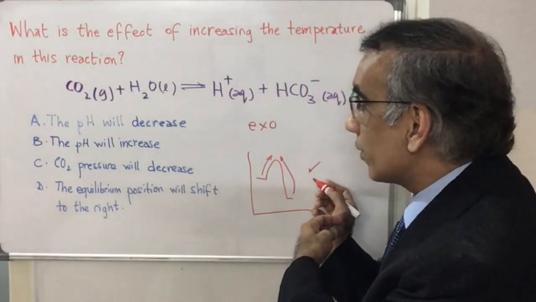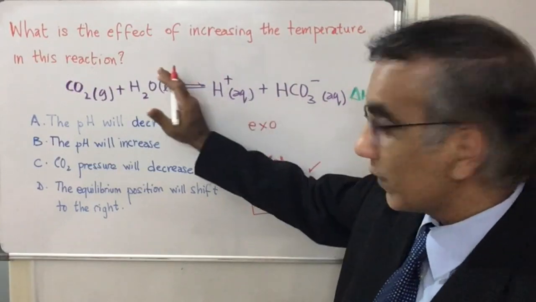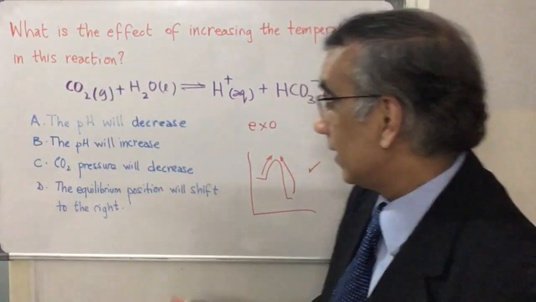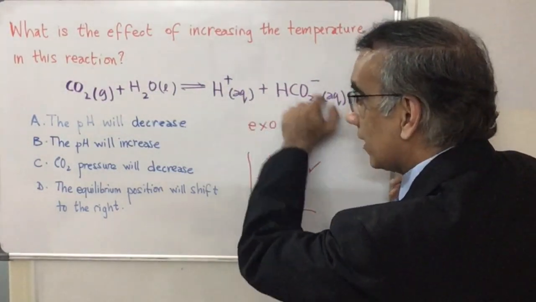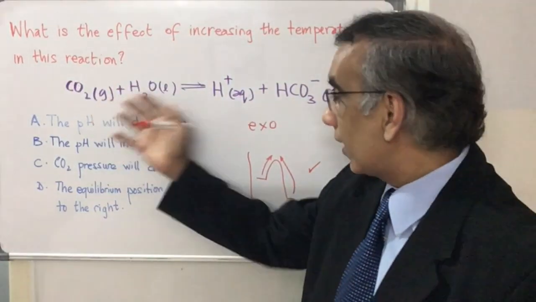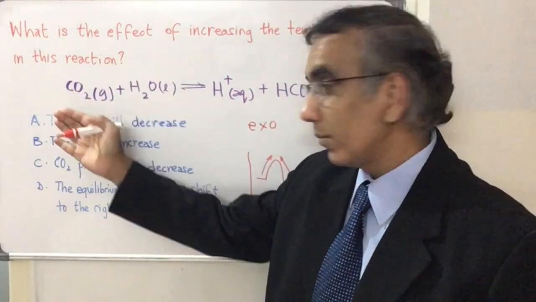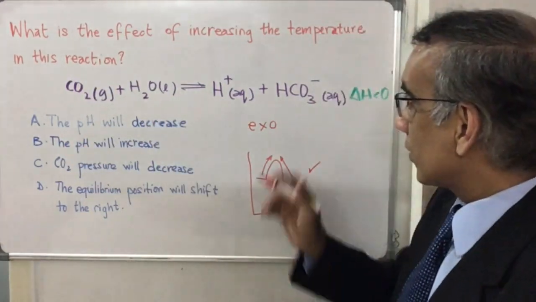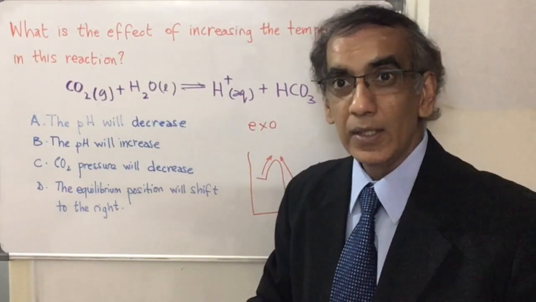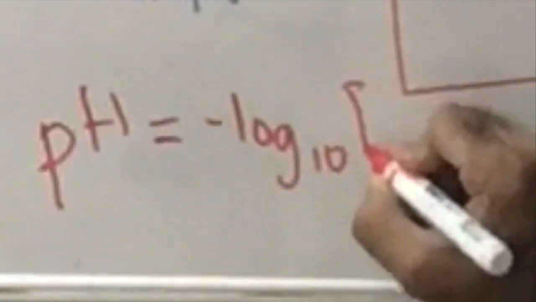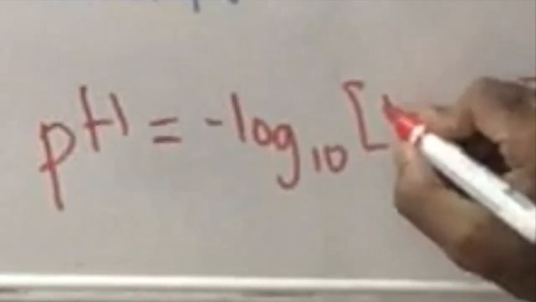In favoring the reverse process, it means the equilibrium is going to shift towards the left. In shifting towards the left, you're going to have less free hydrogen ions, which are on this side, the right side. And you're going to have more of this going into the form of carbon dioxide and H2O. So with less free hydrogen ions in solution, it means that the pH is going to increase, because the pH, of course, is equal to the negative log to the base 10 of the hydrogen ion concentration.